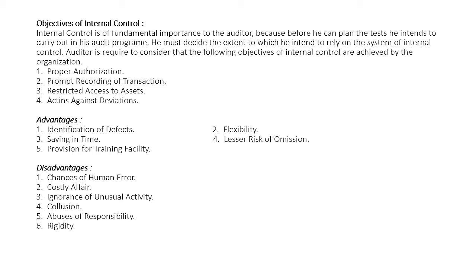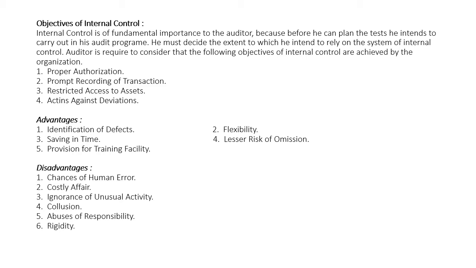Third disadvantage is the ignorance of unusual activities. Ignorance of unusual activity means that most of the internal control techniques are directed toward anticipated types of transactions and not toward unusual transactions. Fourth is collusion. This may be the possibility of circumvention of controls through collusion with parties outside the organization or with employees of the organization.